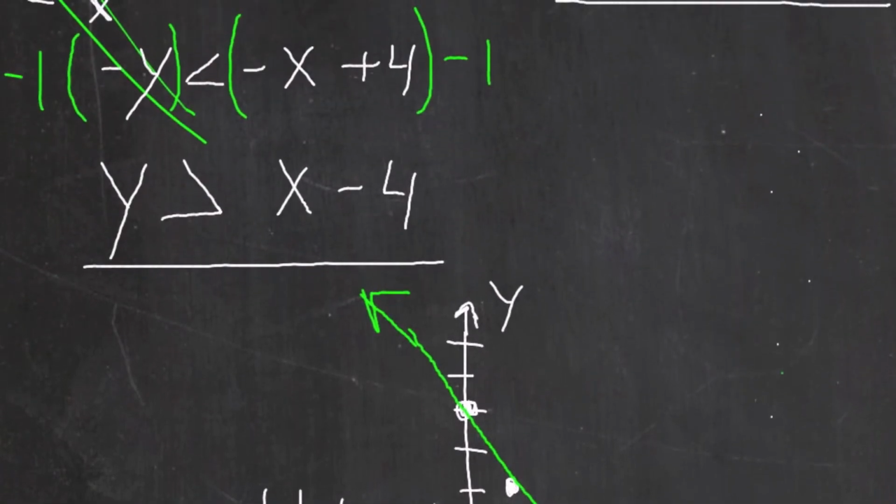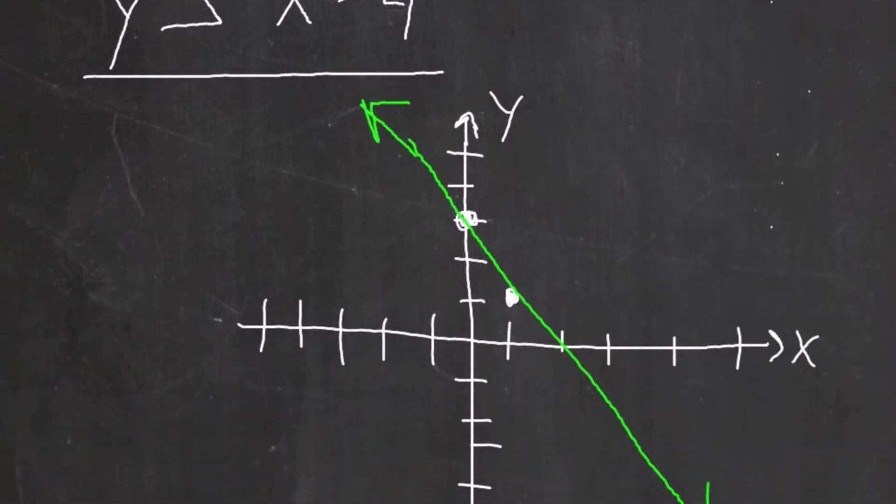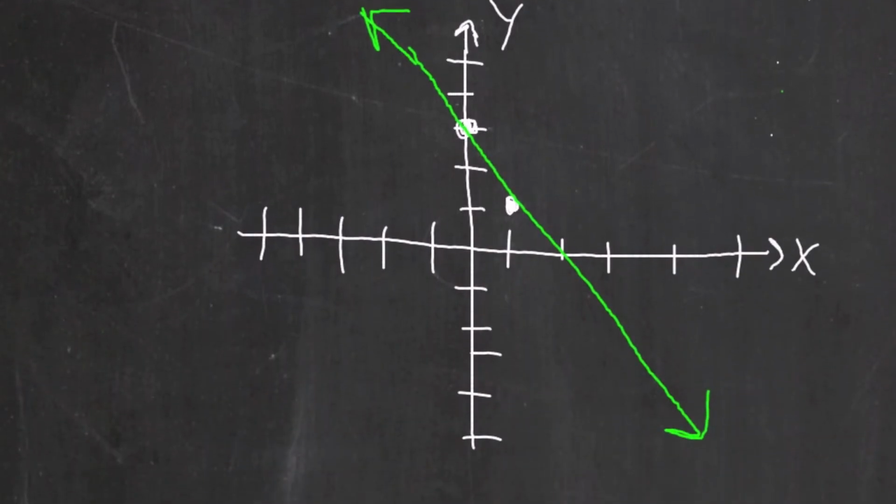On the other equation, we have y is greater than x minus 4. Our y-intercept is -4, and we have a slope of 1. So up 1 and over 1. Drawing this line out, it's going to look something a little bit like that.